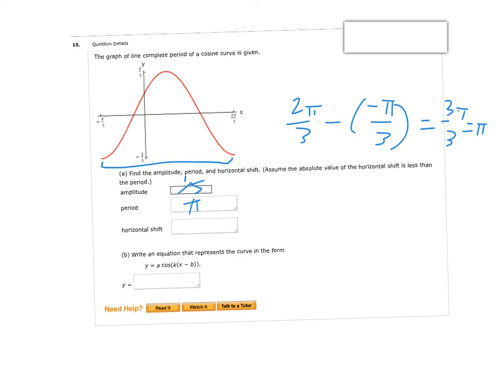We do have a horizontal shift here. I think they're wanting me to start right here, so I'm actually going to say that this is going to be a negative cosine since it's starting at a low point. And so our horizontal shift is negative pi over 3.